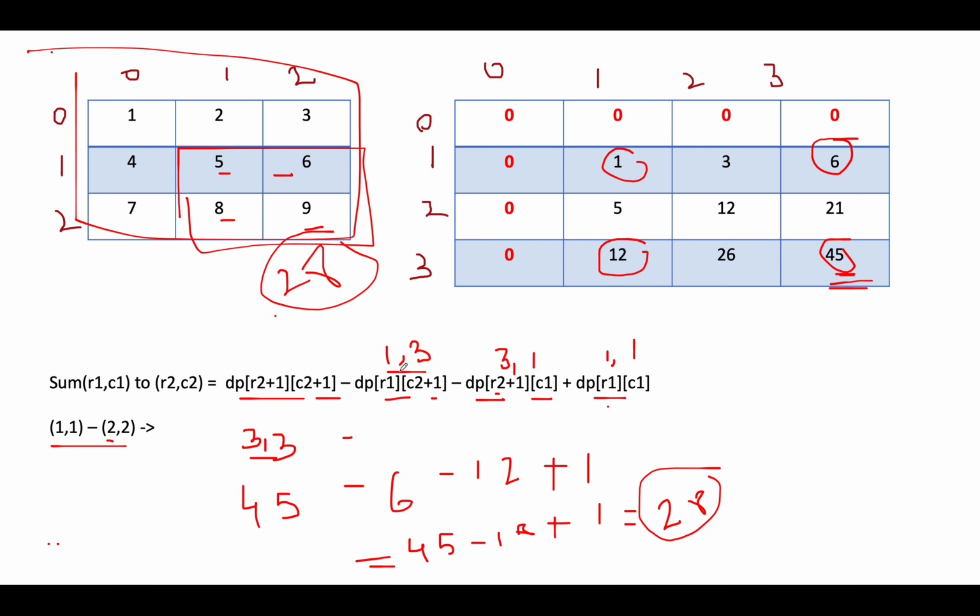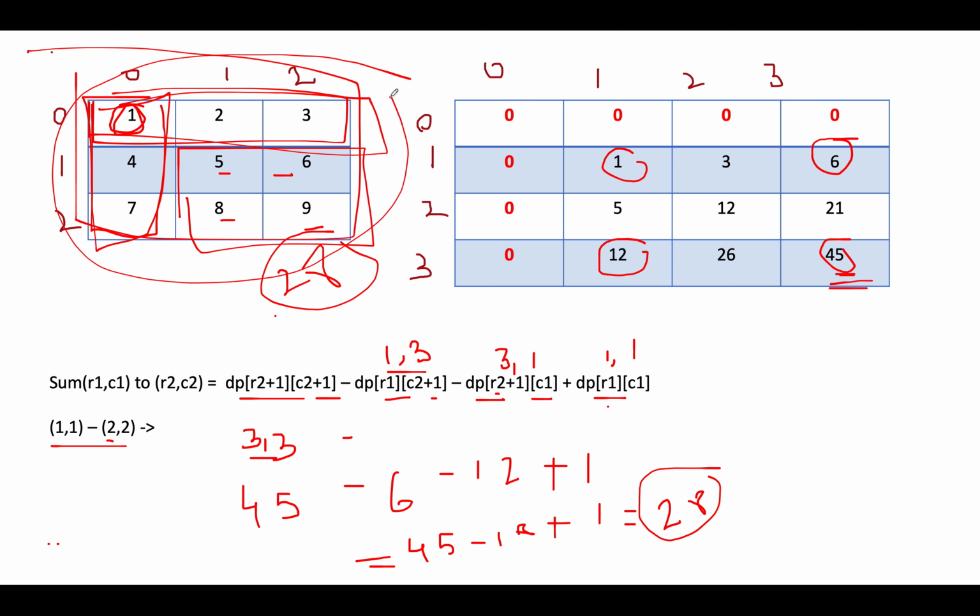What is DP of 1, 3? (1, 3) is nothing but the sum of these three elements. What is DP of 3, 1? It is nothing but the sum of these three elements. And what you are actually doing, you have calculated the total sum and subtracted these two values from it and added this value one more time because it was subtracted twice, as I showed in that example. I hope this pictorial representation made it clear to you guys. And now let's move on to the coding part.